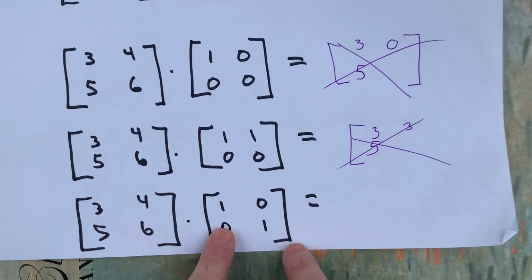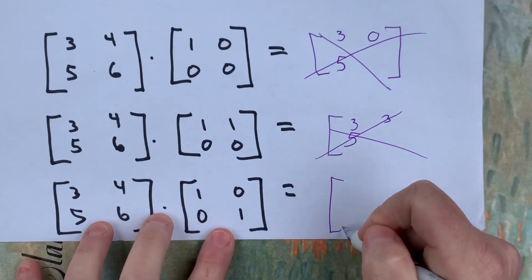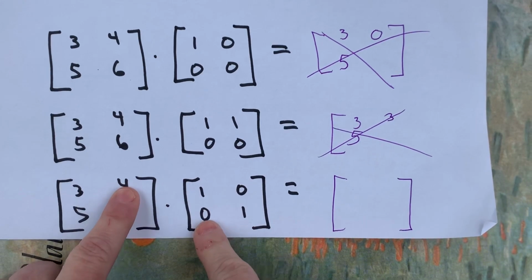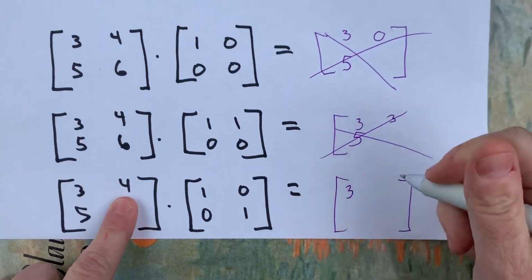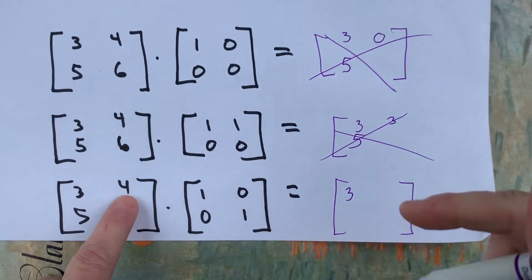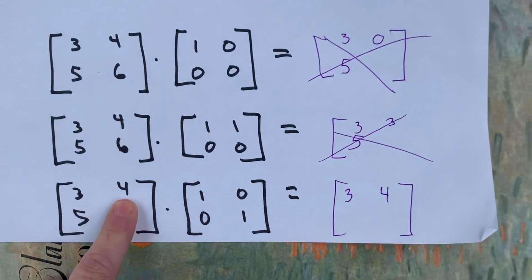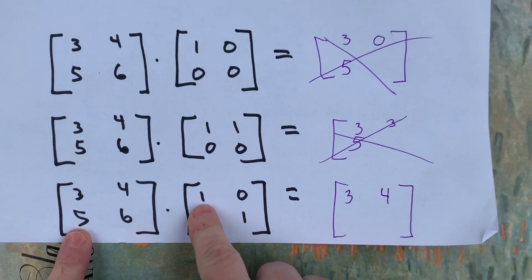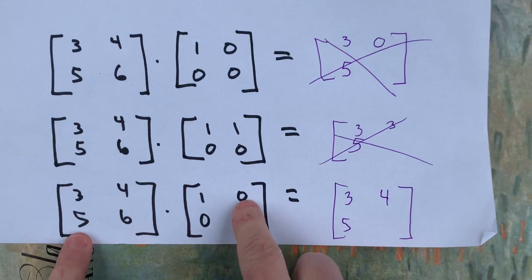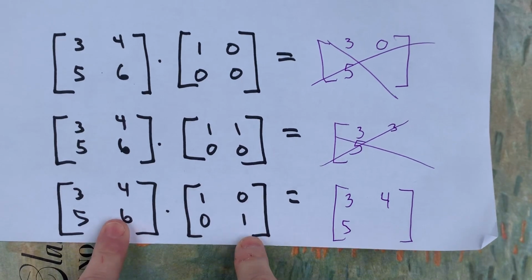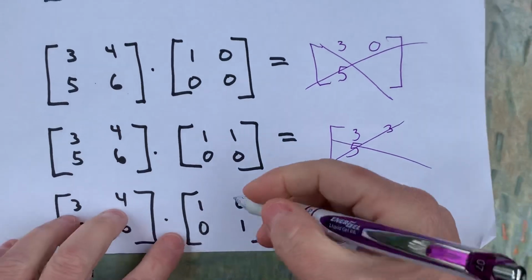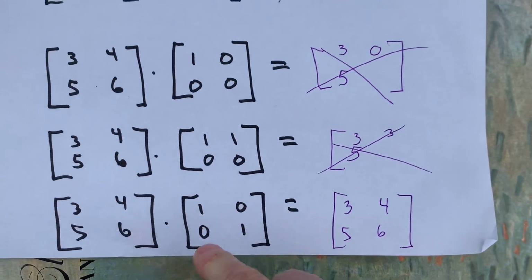Let's try this. All right, let's see how we're going to do here. 3 times 1 plus 4 times 0 gives me the 3. Let's see what's going to go here. 3 times 0 plus 4 times 1. Woohoo! That looks good. 5 times 1 plus 6 times 0 gives me the 5. Yes! 5 times 0 plus 6 times 1 gives me the 6. And looky there, this guy right here is the identity matrix.